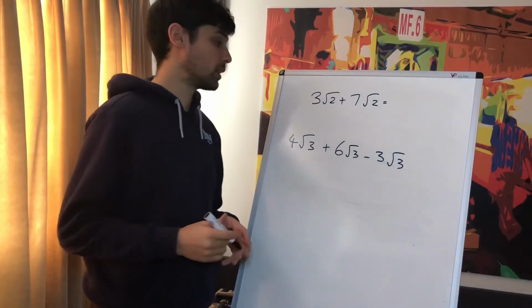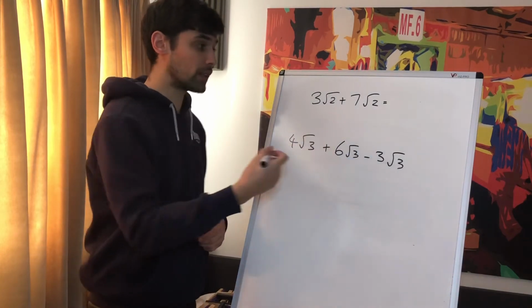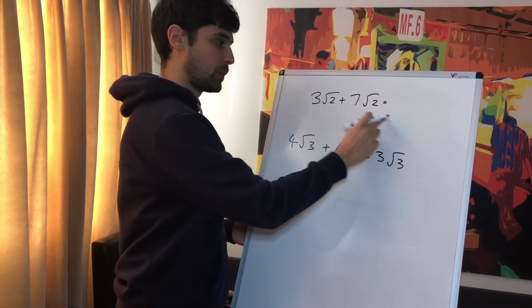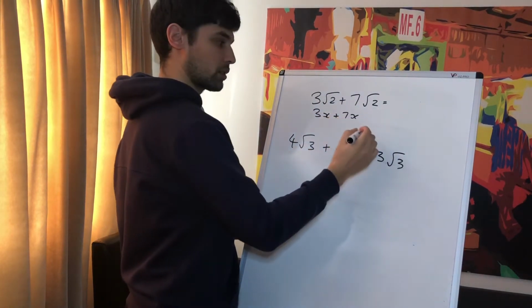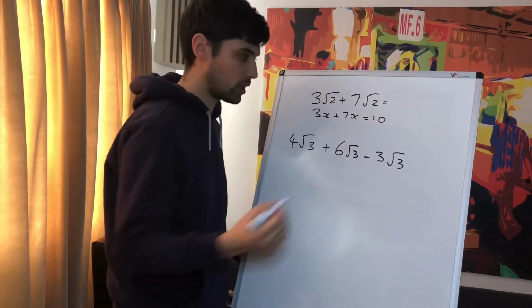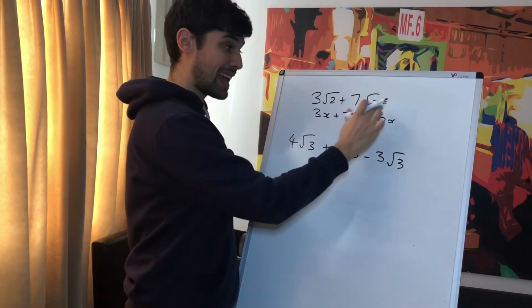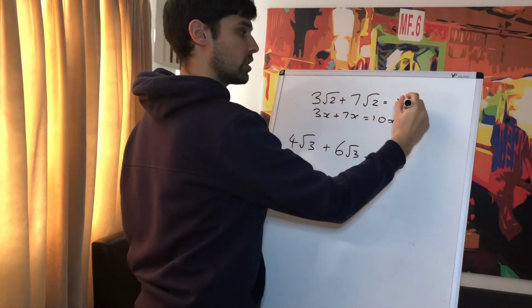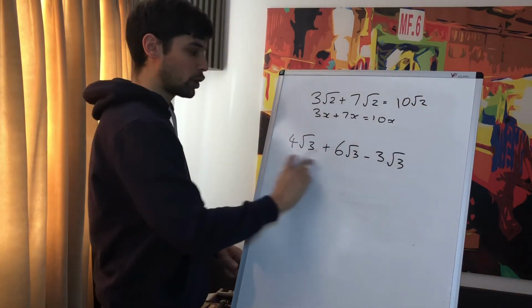Adding and subtracting surds should be fairly straightforward. It's made even easier if you think of the surd like you would think of an x. So 3 root 2 plus 7 root 2. What would this be if it was 3x plus 7x? Well, that would just be 10x, right? Well, it's the exact same thing with surds. If these surds are the same, which in this case they are, then 3 root 2 plus 7 root 2 is just 10 root 2. Really, really simple.